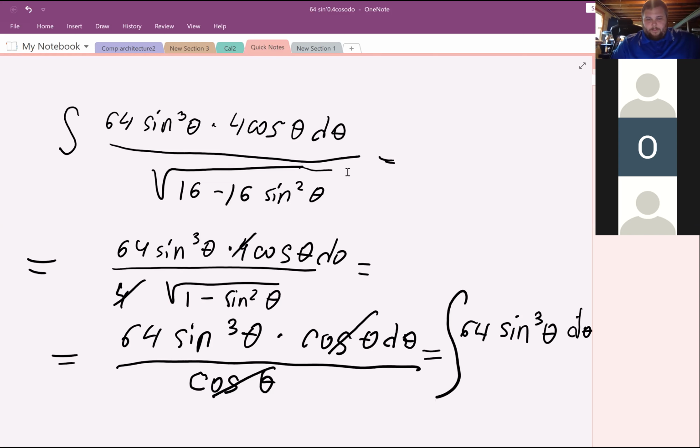Do you guys see how I simplified this in a different way? Yeah, I see what you did. Much easier than what we were trying to do. Yeah, because that was the first one. I just put everything together on top.